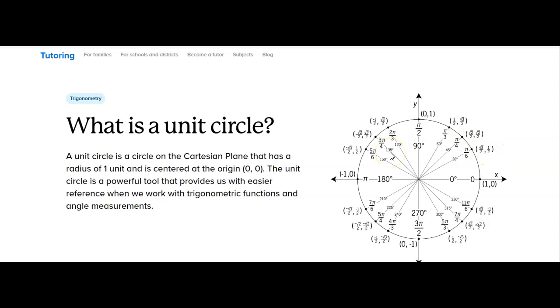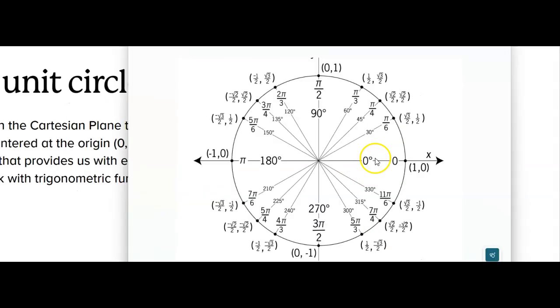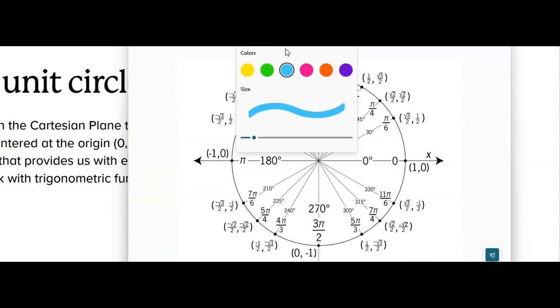There's 135 degrees. The cosine of 135 degrees is the x-coordinate, negative square root of 2 over 2. The sine of 135 degrees is positive square root of 2 over 2. So the unit circle is a great tool for helping you memorize these values. I want to show you this in addition to that. This is a way to help you memorize the unit circle.